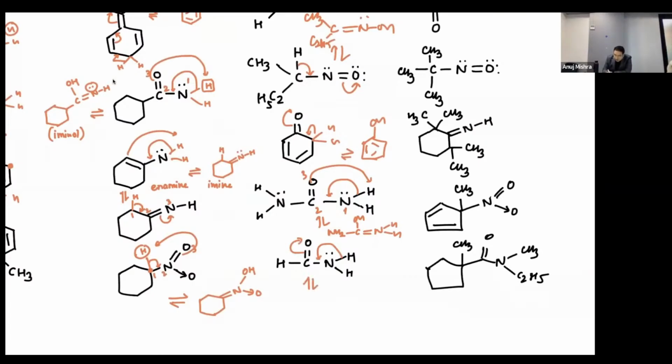Amide. What will you make of the amide? Iminol. This is iminol. Look carefully, there can be confusion between iminol and oxime. The confusion is very simple to remove. This is iminol. Imine is this group, C double bond NH. Oxime is C double bond NOH. That is oxime. Okay, is it clear?